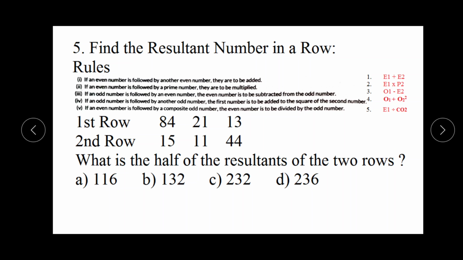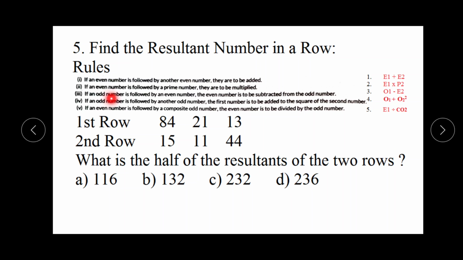If the process is this, that the first is even and after that there is a prime number, that time what we will do, they are to be multiplied. It means we will multiply both those numbers. It means that the even number is multiplied by that prime number. For that rule, we can write E1 multiplied by P2, because the second number is the prime number. Then we will take the prime number at the second position.